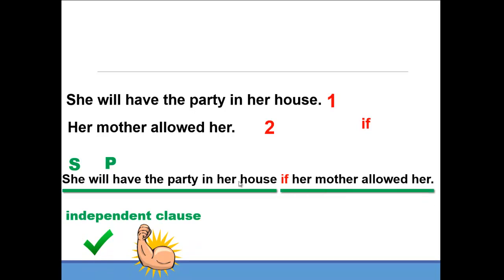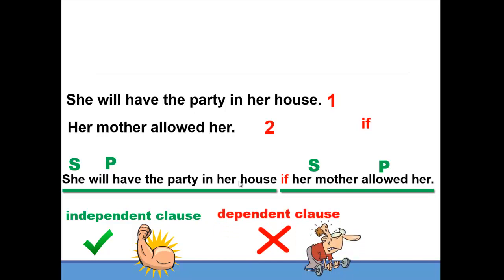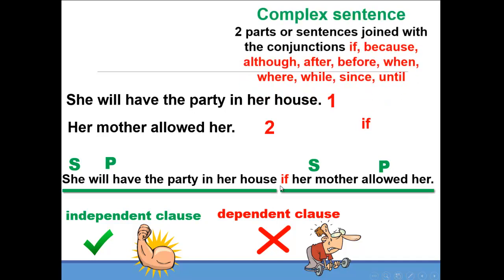If her mother allowed her. Let's just check this part. Her mother is the subject, allowed her is the predicate. Can I use it alone? If her mother allowed her. No, I can't. It doesn't give complete information or a complete idea. So what do I call it? I call it the dependent clause. What does it begin with? It begins with the subordinating conjunction. Should I use commas? No, I shouldn't. Why? Because the conjunction is in the middle of the sentence. The two parts will make up a complex sentence.